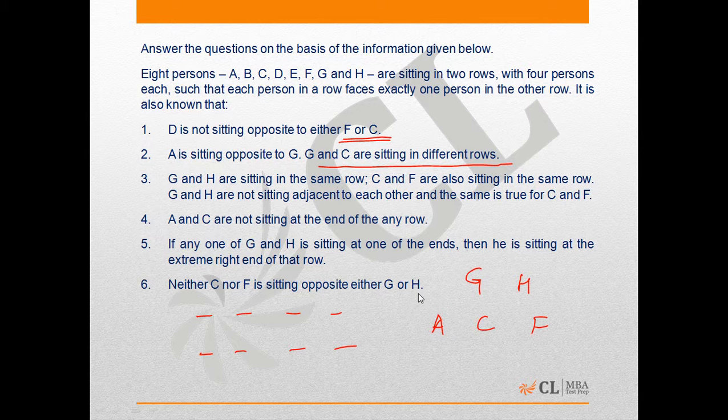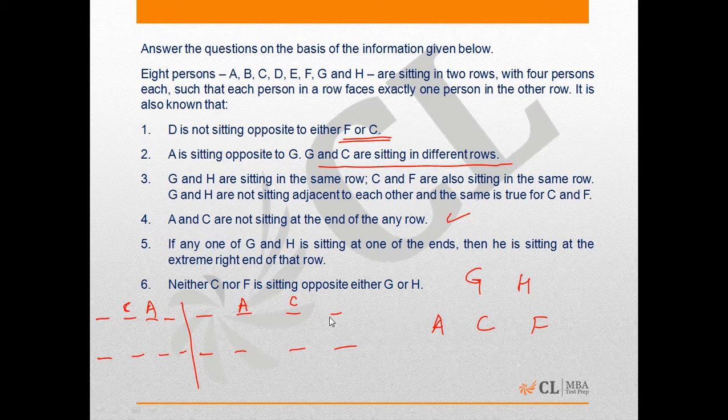Now further, it is given that G and H are not sitting adjacent to each other, and the same is true for C and F. And in statement 4, it is given that A and C are not sitting at the end of any row, which means now we can fix the position of A and C. They are not sitting at any of the end seats of the row in which they are sitting, which means they are occupying 2 middle positions. There are 2 possibilities: either A is to the right of C or C is to the right of A.